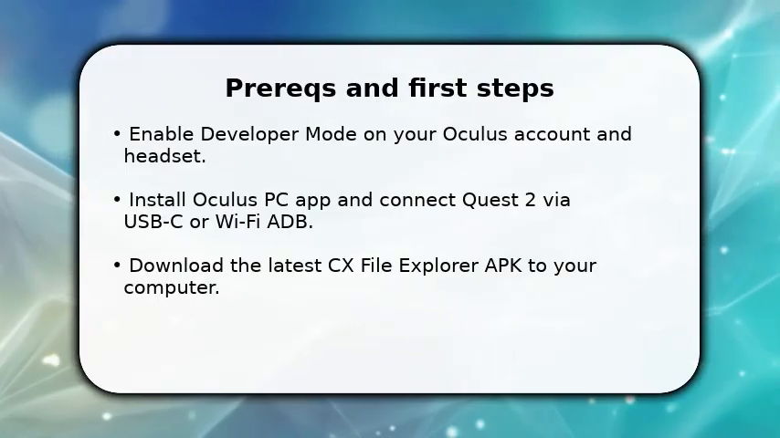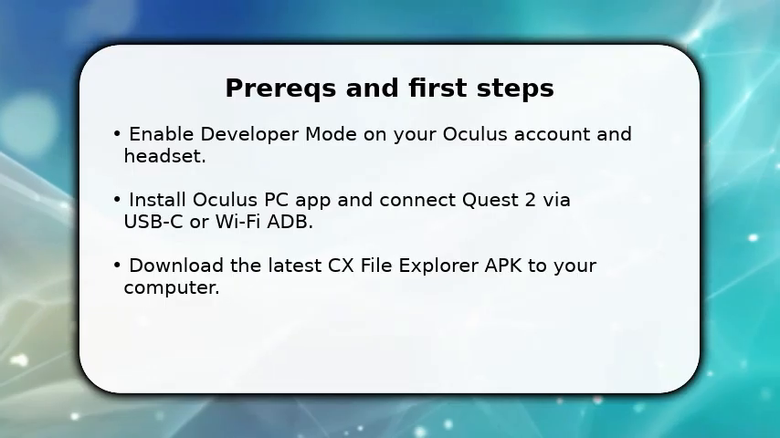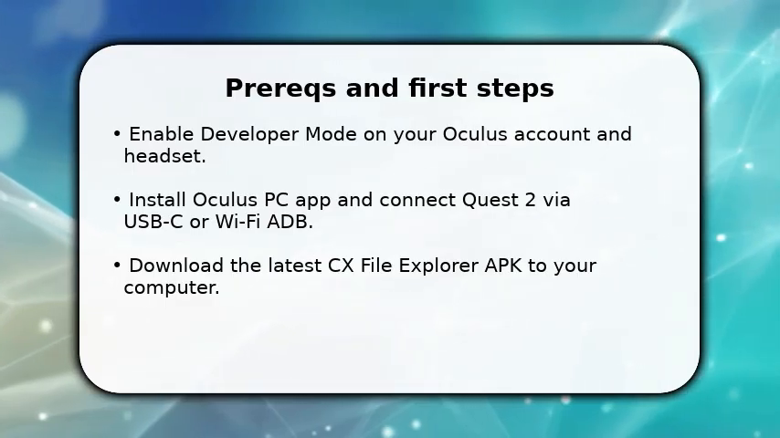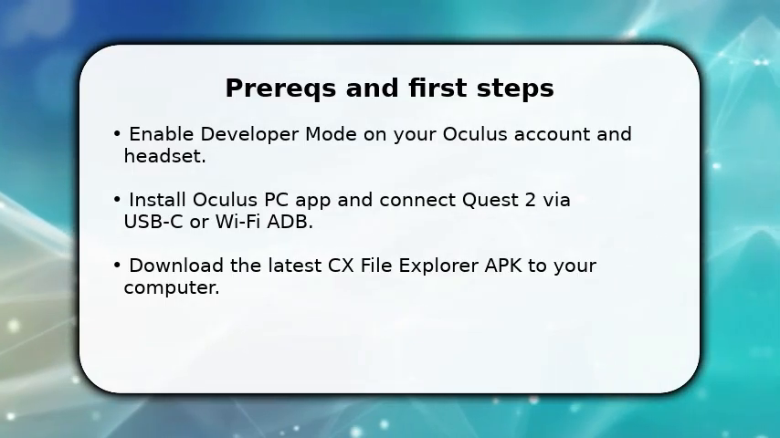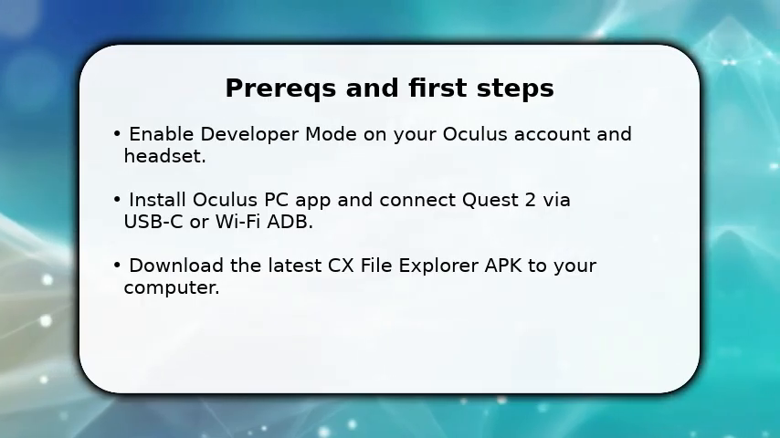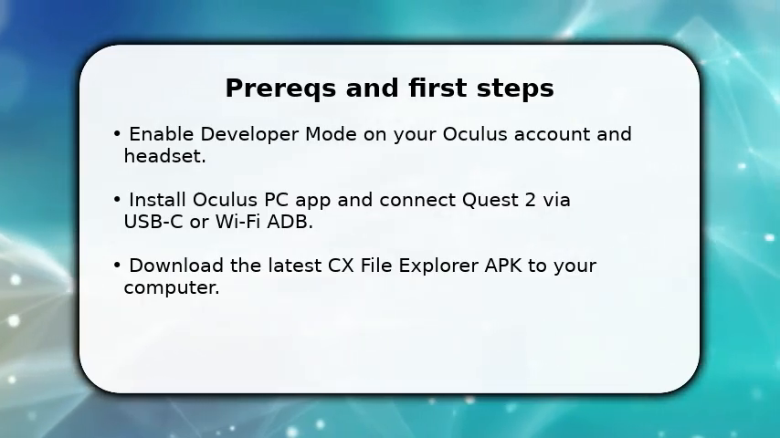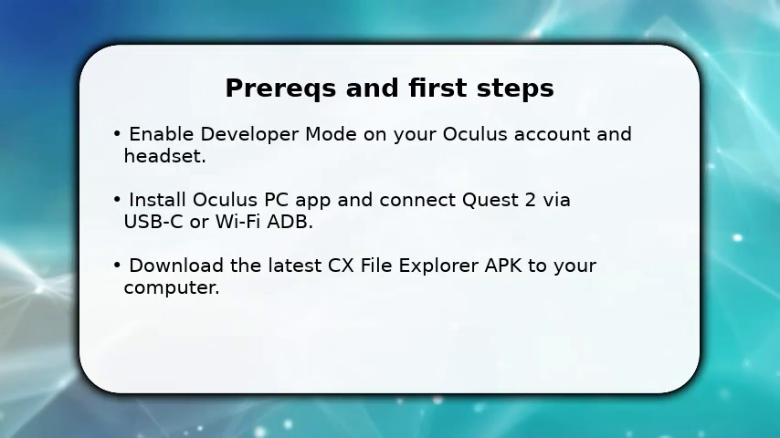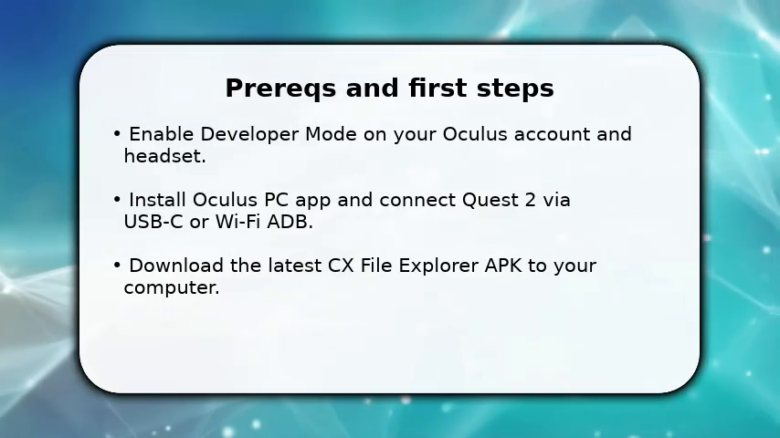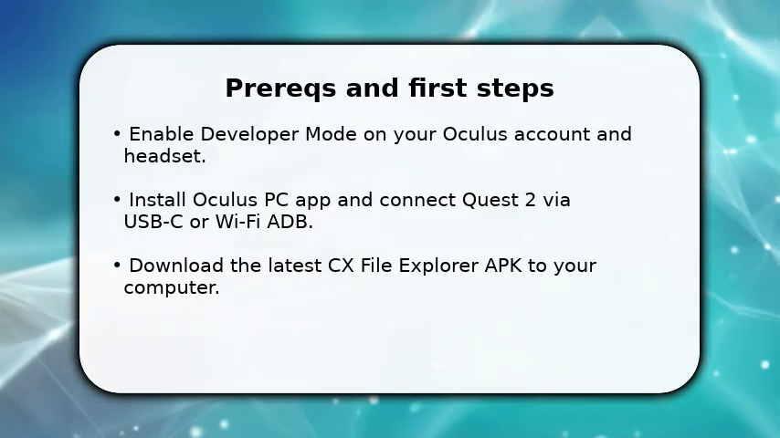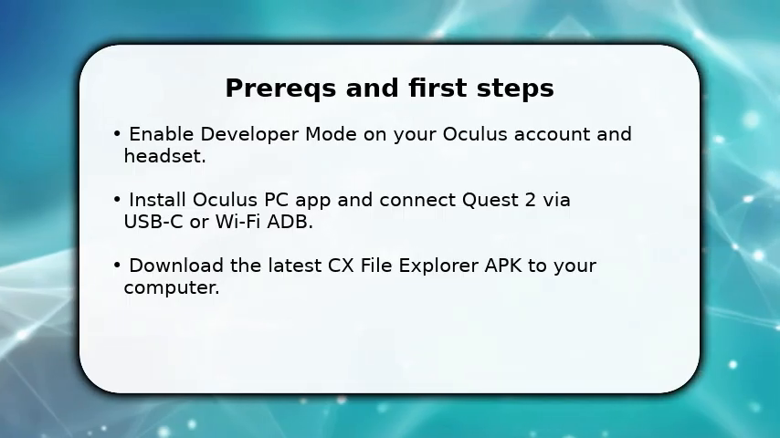You start by preparing the headset and computer. Enable developer mode in the Oculus mobile app because sideloading requires it. Once done, connect Quest 2 to your PC using USB-C or enable wireless ADB so files can transfer. Make sure the Oculus PC app recognizes the device and that ADB drivers are functional.